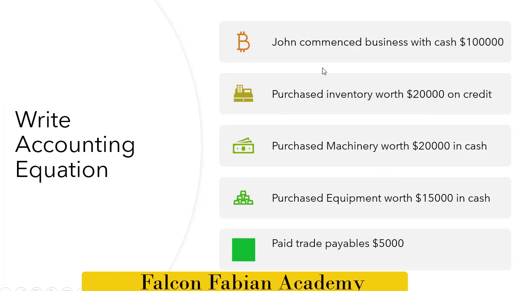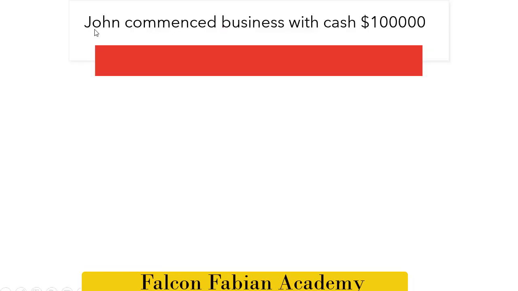So these are the 5 transactions for which we are going to be writing accounting equation. If you want, you can make a note of these transactions and write these equations after you have watched the videos. Or if you've already seen my previous videos and you would want to write the equation first and then see if it is correct, you can do that. You can pause the video here and write the transactions. So let's have a look at the first transaction.